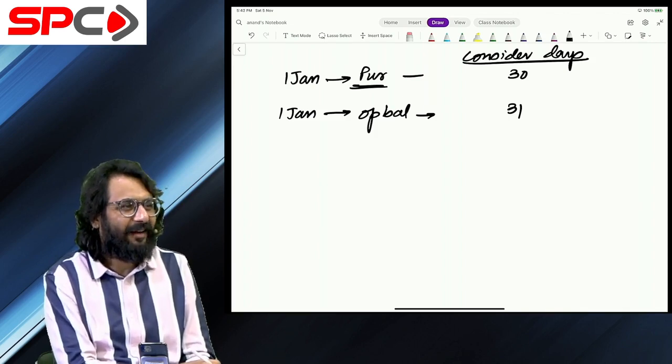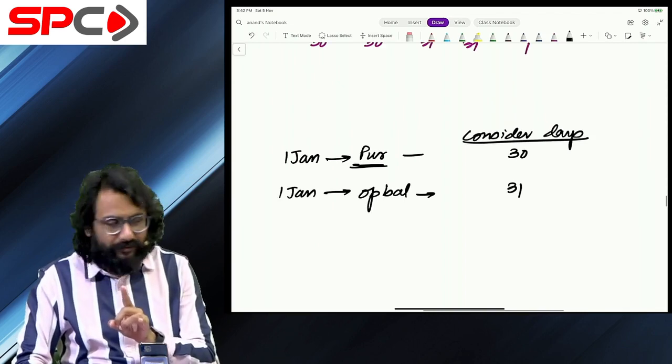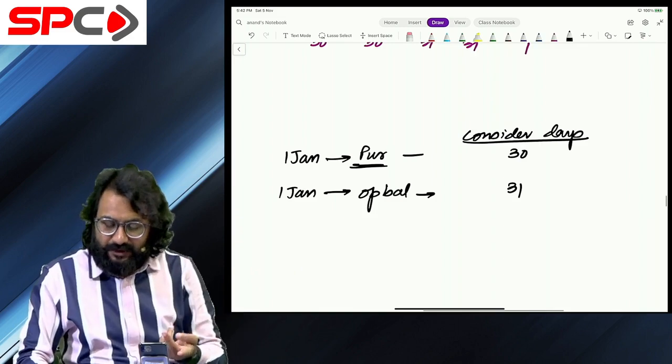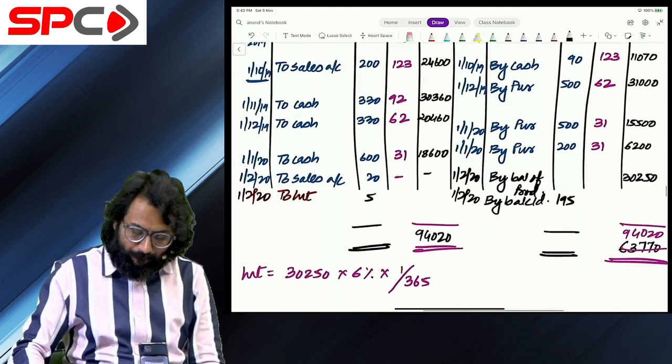Did you understand? So when there is an opening balance, you're going to consider how many days? 31. You will consider that first day also. But when there is a purchase, you're only going to consider how many days? 30 days. So will you please solve it now?